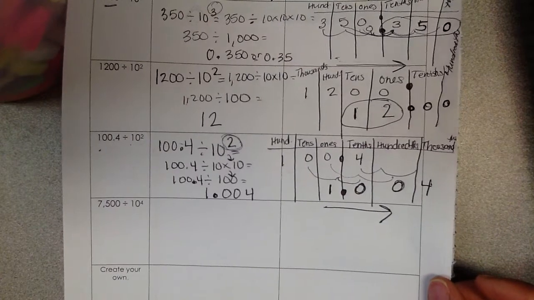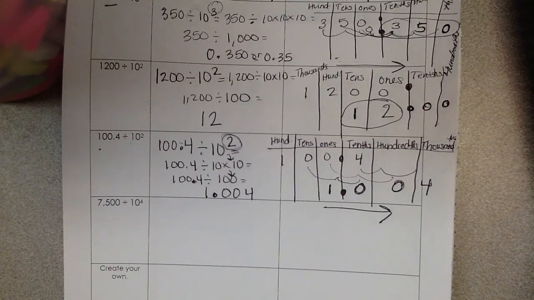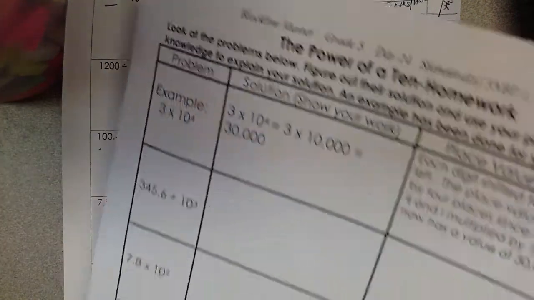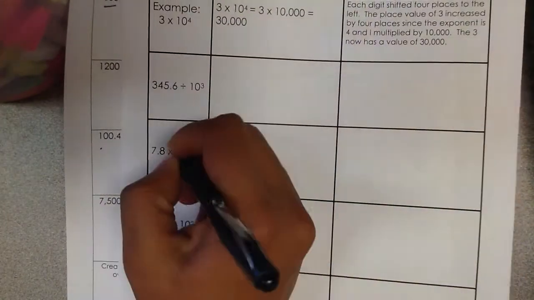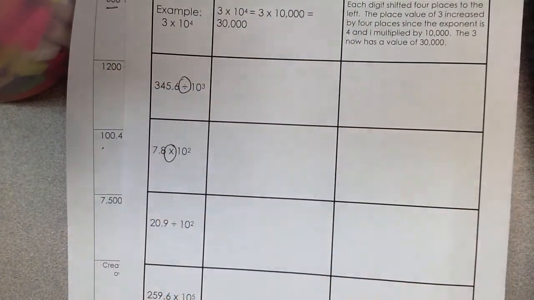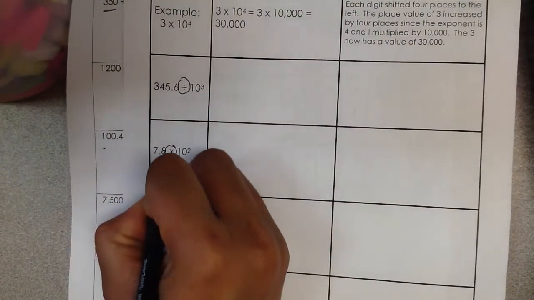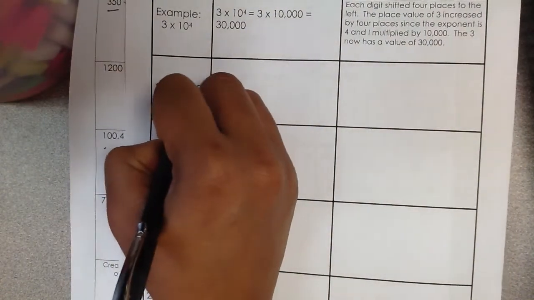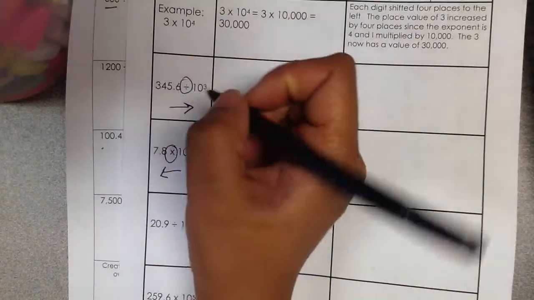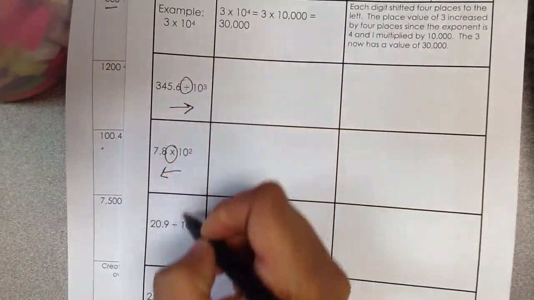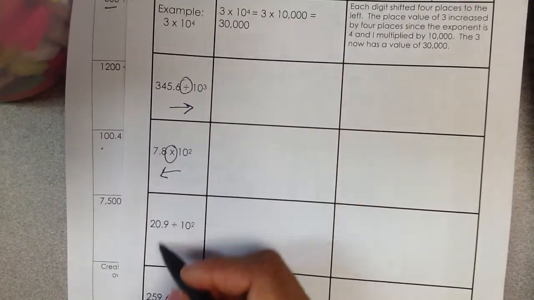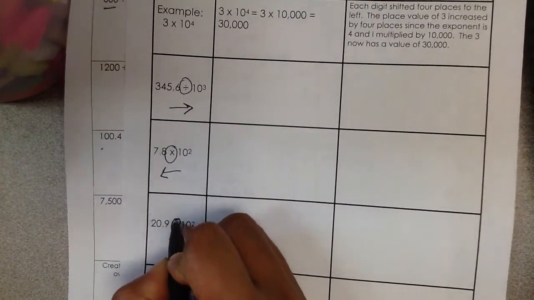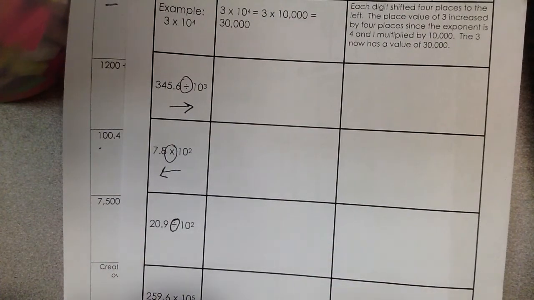Okay. What I would like for you to do is try to solve at least, I want you to try to solve, this is dividing and multiplying, so you got to pay careful attention to your signs here. Remember, multiplying we move left, dividing we move right, okay? I want you to try to solve at least 2 problems on this page. In order to solve 2 problems on this page, you'll need to circle your sign and write an arrow as to which direction your place values or your digits are going to shift.